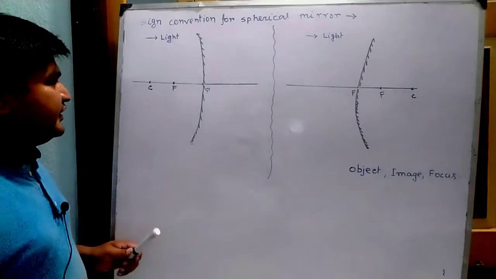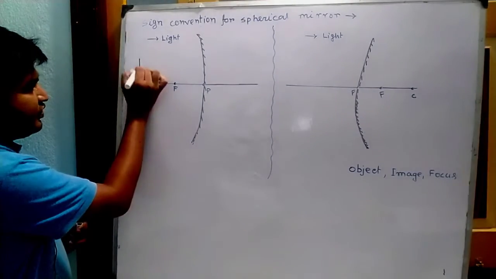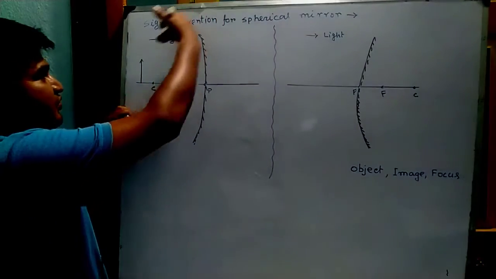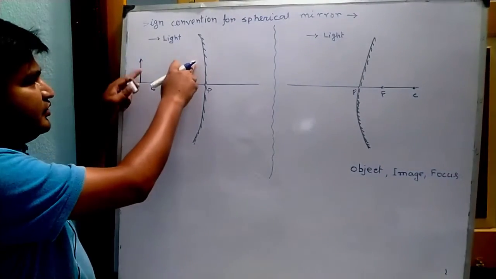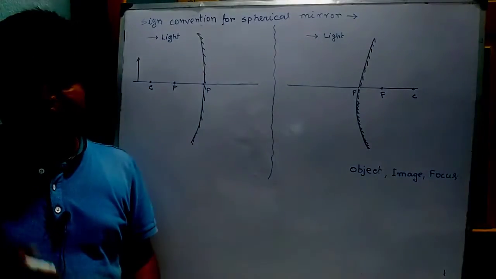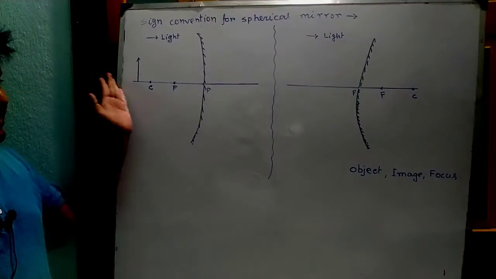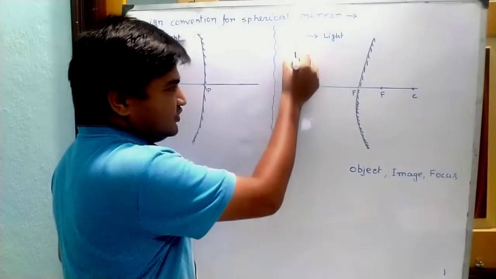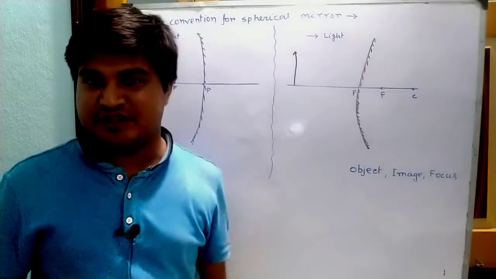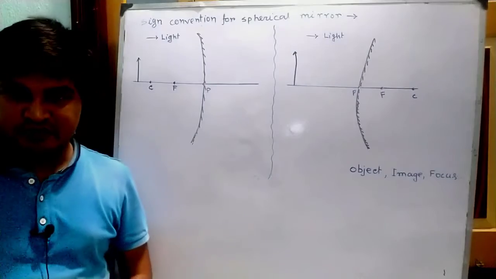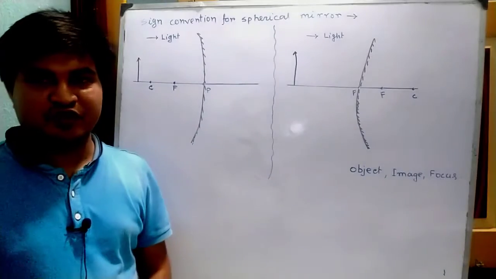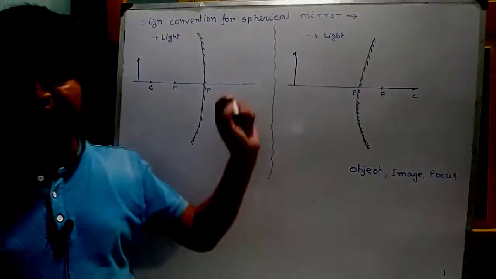If I consider that an object is placed at this position, then the light will first fall on it and then will be reflected back from the object towards the mirror from this direction to this direction. So the direction of light is from left to right, and here also if we place an object, the light will travel from left to right. So this is our first rule. Whenever and wherever possible, we will consider the direction of light from left to right. In both cases, we considered that the light travels from left to right.